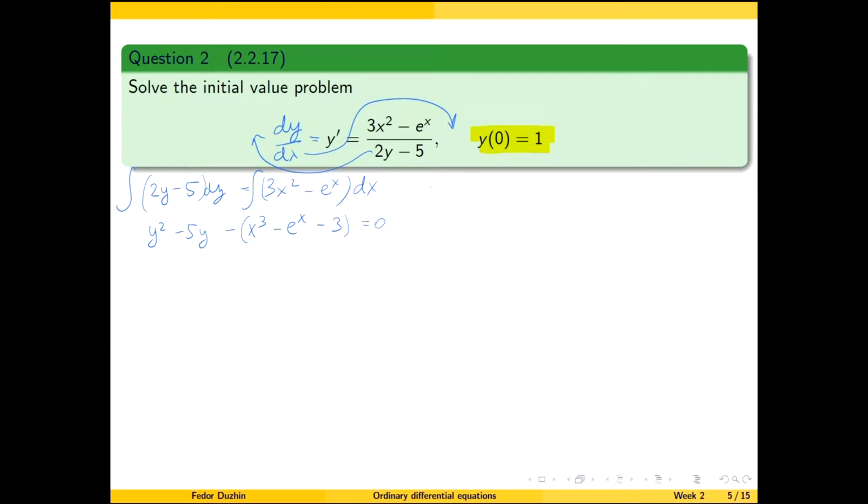So the discriminant of this as a quadratic equation is minus 5 squared, so 25, minus 4 times, so minus and minus is plus, so plus 4 times this: x cubed minus e to the x minus 3. So remember that the unknown is y, so we are solving for y now. Currently we pretend that x is a constant.